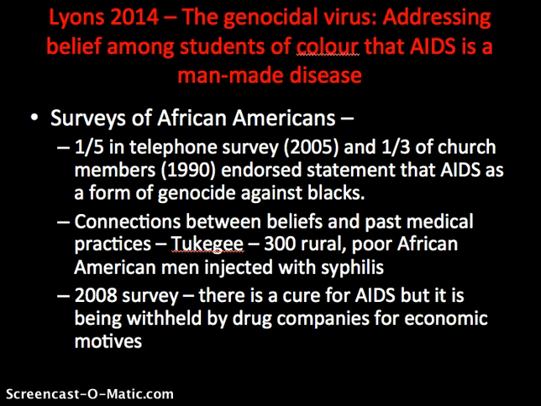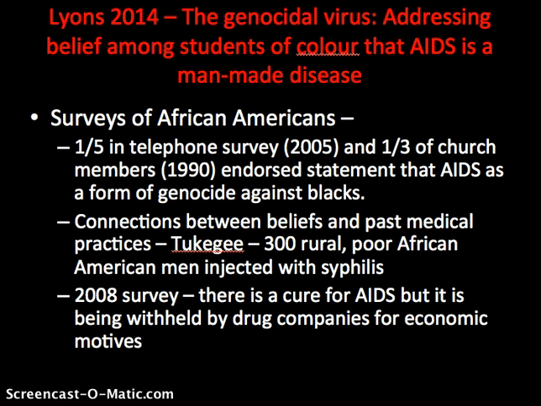So this has led to a number of different speculations about the cause, the origin of HIV and AIDS, and there have been a number of surveys conducted in the United States. Lyons, in his 2014 piece, The Genocidal Virus: Addressing Belief Among Students of Color that AIDS is a Man-Made Disease, goes through some of the literature regarding surveys of African Americans, noting that a 2005 survey showed 1 in 5 African Americans endorsed the statement that AIDS was a form of genocide against blacks. A 1990 study found that 1 in 3 church members also endorsed the statement that AIDS is a form of genocide against blacks.